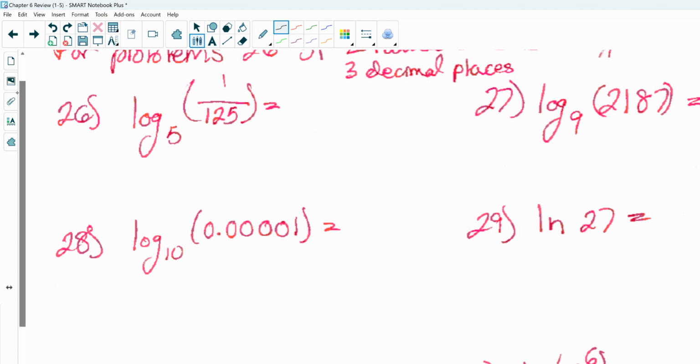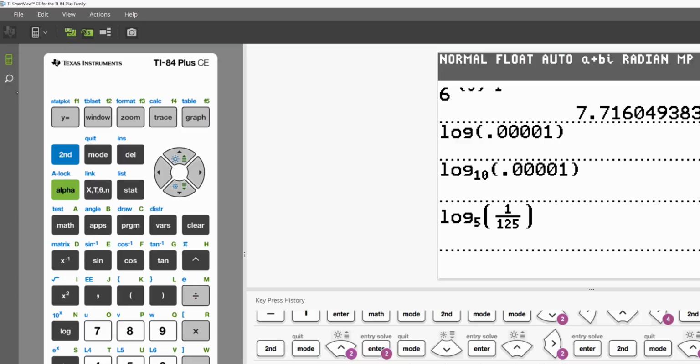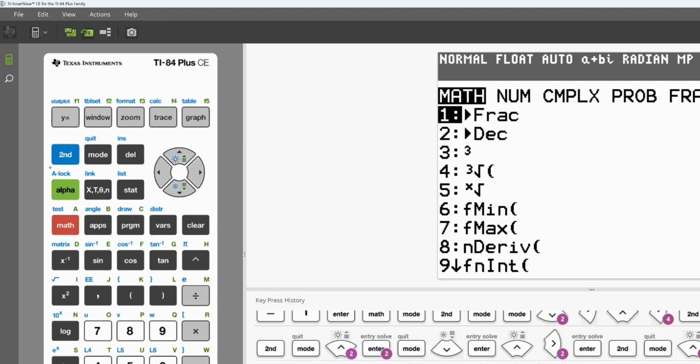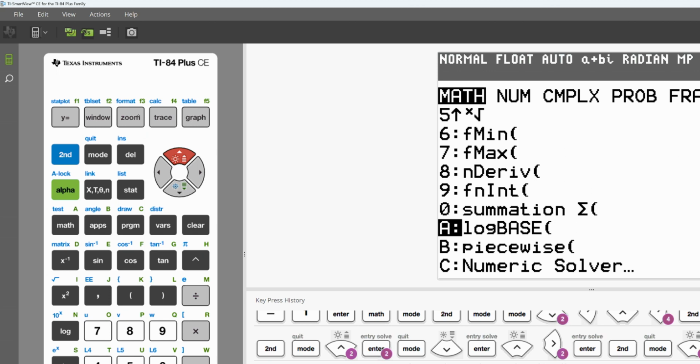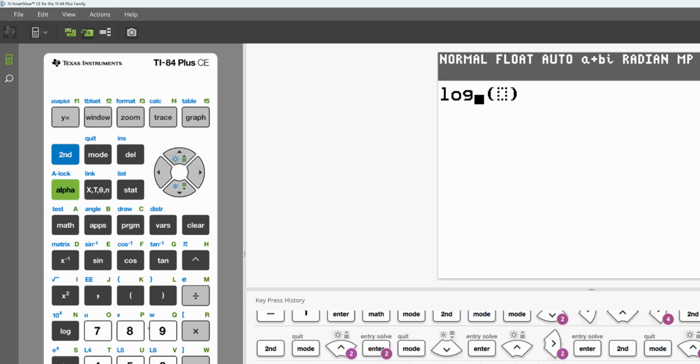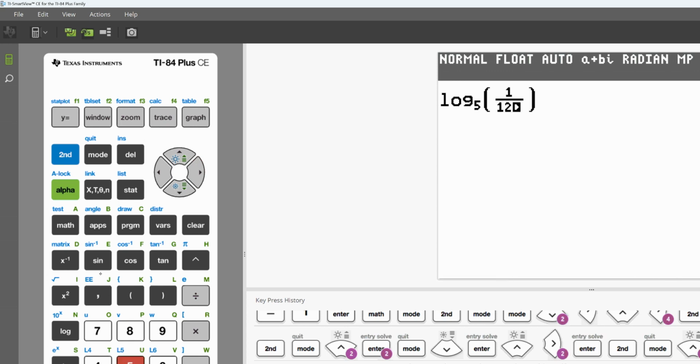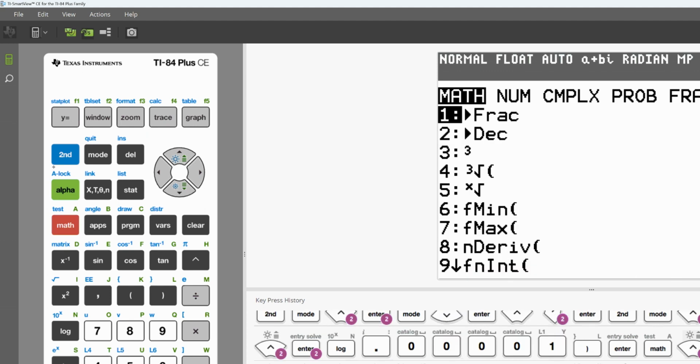Now with these here, we're just plugging them in. For a log base, if the base is something other than 10, we can type those in the calculator. And we get that by doing math, scrolling up or down to log base. And our first one, let's flip to the right page, is log base 5 of 1 over 125 is -3. And we can do the next one. I'm not going to flip back and forth just to save a little bit of time.